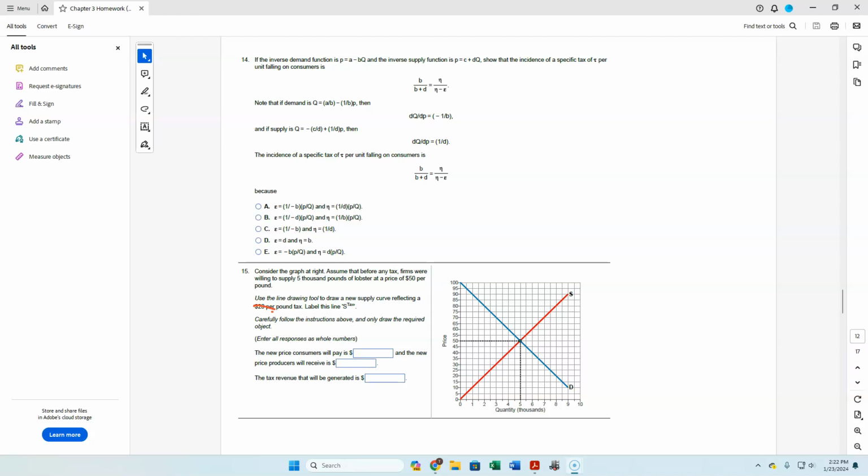Didn't mean to cross it out. I just meant to underline it. That's going to be how much you vertically shift your supply curve by. So in this case, you would shift it up by 20. And then you would just say what our new price paid by the consumer, price ultimately received by the producer, and then our amount of tax revenue.